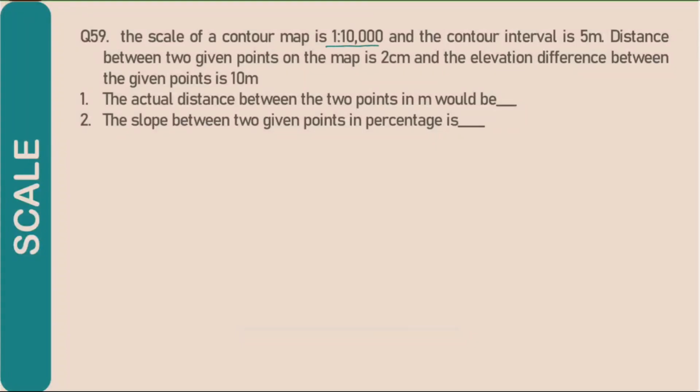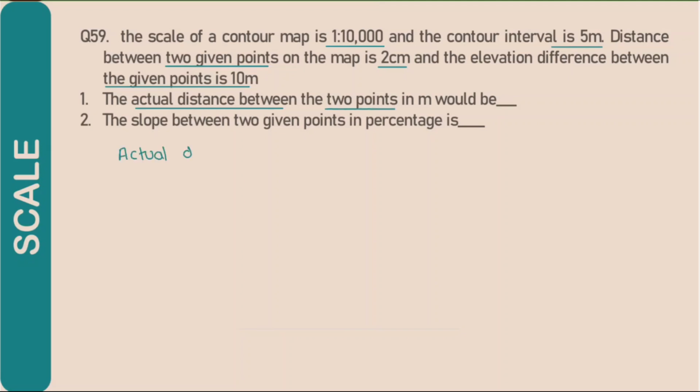The scale of a contour map is 1:10,000 and the contour interval is 5 meters. The distance between two given points on the map is 2 centimeters and the elevation difference between these points is 10 meters. So question 1: the actual distance between the 2 points in meters would be.